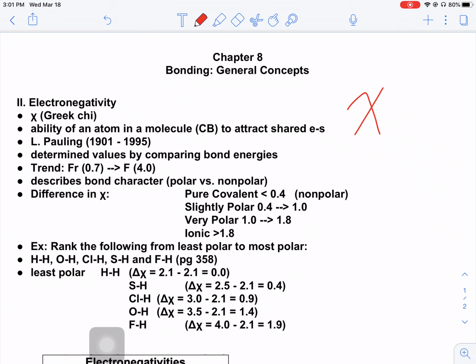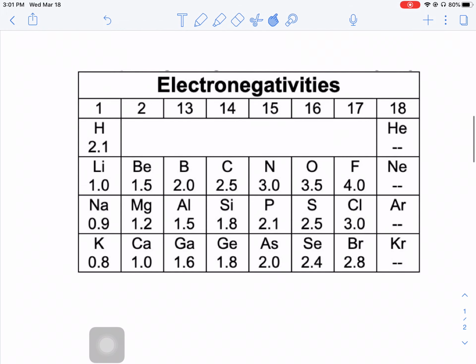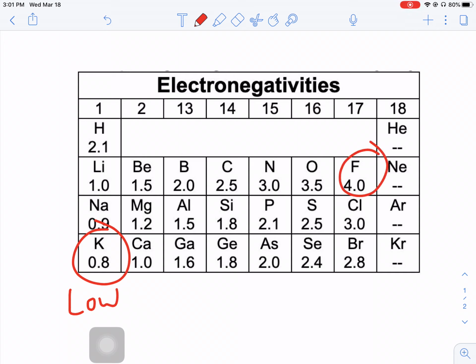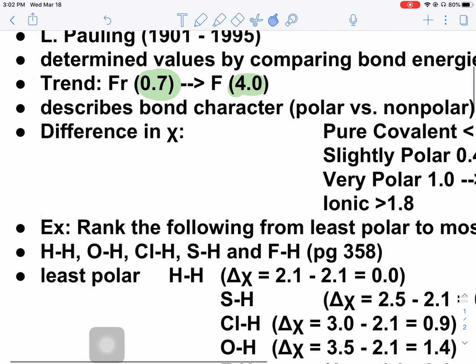If you look at the periodic table, you'll notice that the range is from about 0.7 up to about 4. And I can even go down and show you real quick. By no means is this a complete list, but your lowest values are going to be in this corner, and then fluorine will be your highest value. You'll also notice that noble gases have been omitted because they don't tend to form bonds.